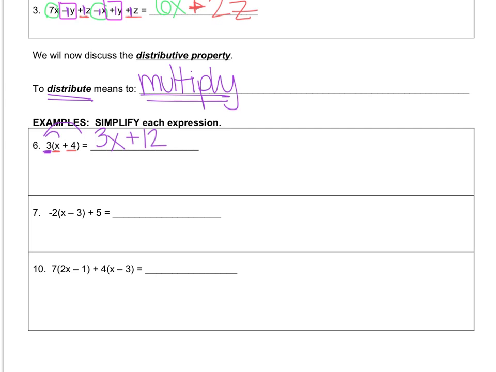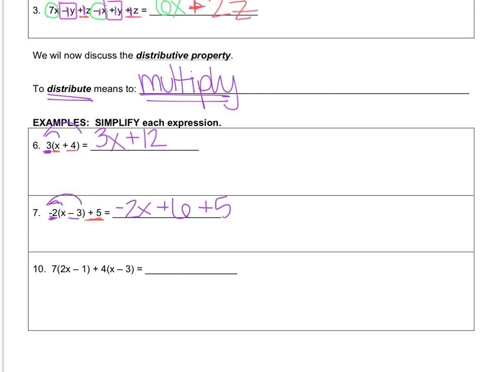Okay, number 7. You have negative 2 outside the parentheses, so we know that's what we are distributing. So I'm going to distribute first. I have negative 2 times x is negative 2x. Now this next one is negative 2 times negative 3. Don't forget that negative. 2 negatives make a positive, and negative 2 times negative 3 is positive 6. Now what do I do with this plus 5? It's not leaving the problem, so you have to rewrite it.